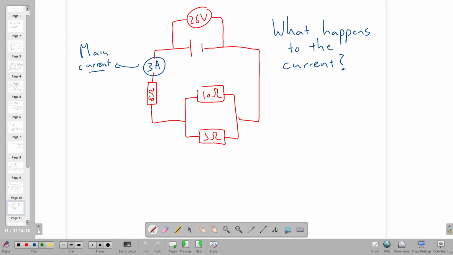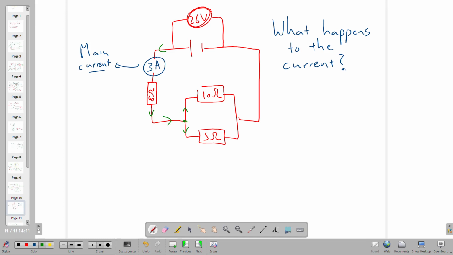Okay. Now let's quickly take a look here at this question, where we see that we have a circuit with a potential difference of 26 volts. There's a main current of 3 amps. There's an 8 ohm resistor here, 10 ohm and 5 ohm. Okay. Now, we must speak about what happens to the current. The current is flowing through here, still in series. At this point, there's a junction where it splits.